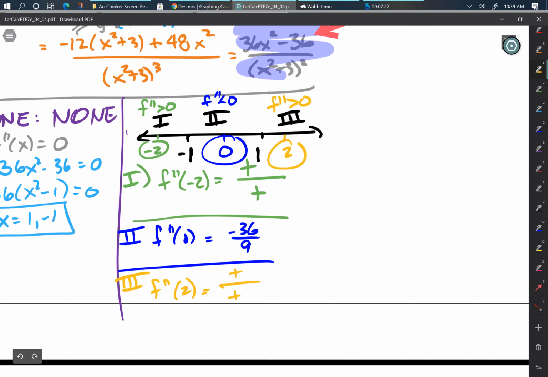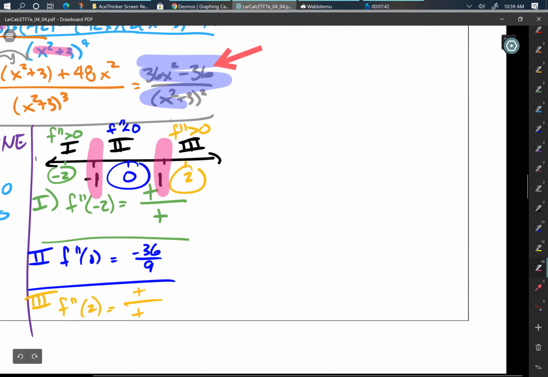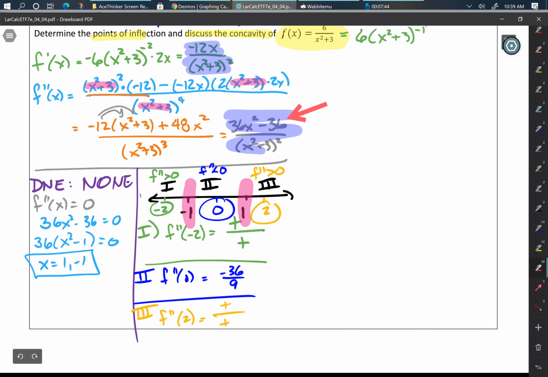Now, seeing what I'm seeing here, what does that say about this and this? Right, so at -1, to the left concave up, to the right concave down. At +1, to the left concave down, to the right concave up. So it looks like we have changes in concavity. So now the last thing to do is to write this all up and make this look pretty.